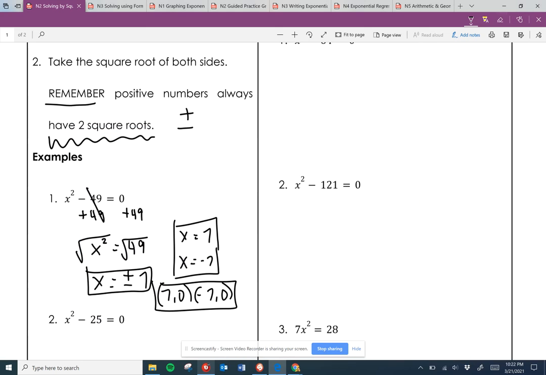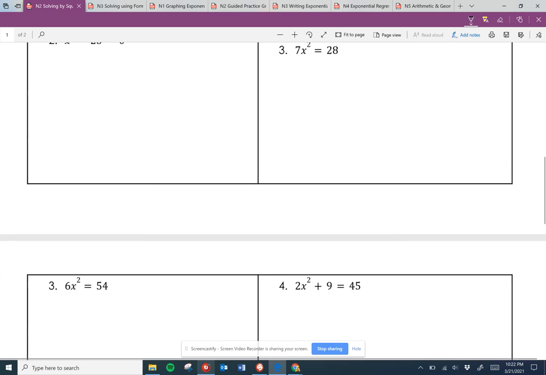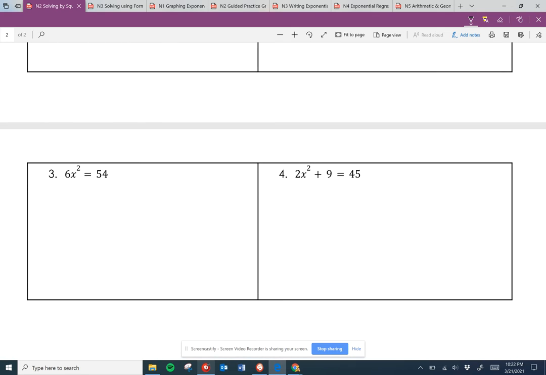Okay, so next one, you can see the x squared is not isolated. So what we will need to do is divide both sides by 6, so we can get x squared by itself. 6x squared divided by 6 is 1x squared. Then 54 divided by 6 is going to give us 9.